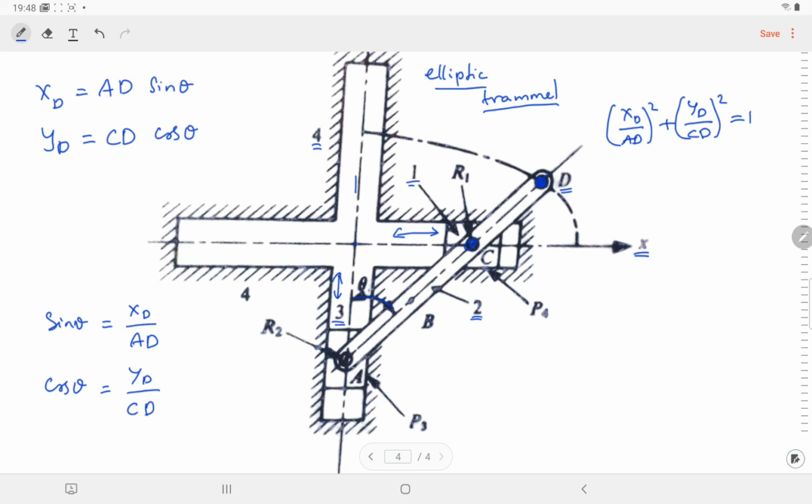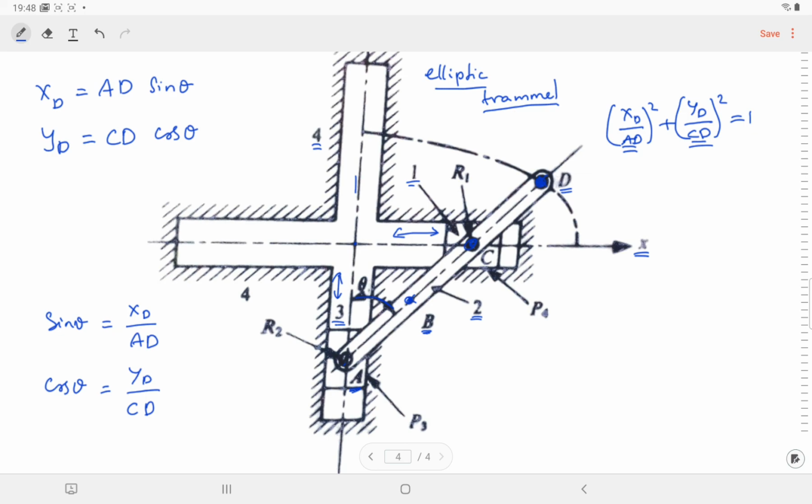So what if I want to draw a circle? Okay, in order to have a circle, this AD and CD have to be the same. How can we achieve that? We can achieve that by choosing the point D, which is a midpoint between C and A. Okay, so that's the point B. Okay, so if I choose this as the point, then this particular point will trace a circle. Okay, so that's about the elliptic trammel.